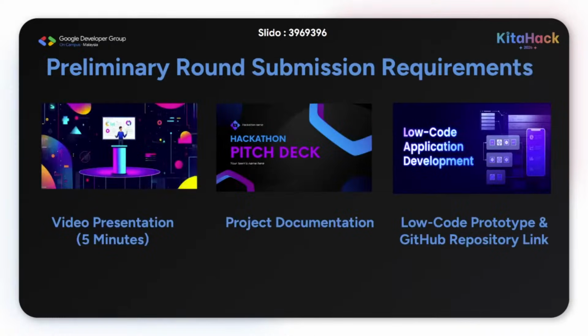For clear details of the preliminary round submission requirements, first, all of the groups have to submit a video presentation, which is 5 minutes. Every 30 seconds exceeded will cause a deduction of marks. Second is the project documentation. You have to write in detail about what your project is. And last is the low-code prototype, or, if you prefer, a GitHub repository link.